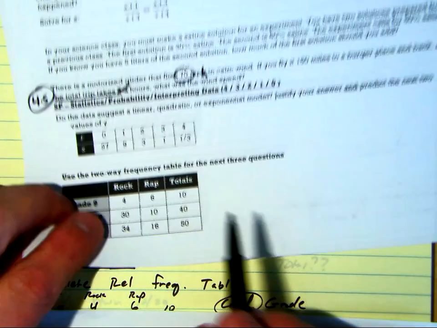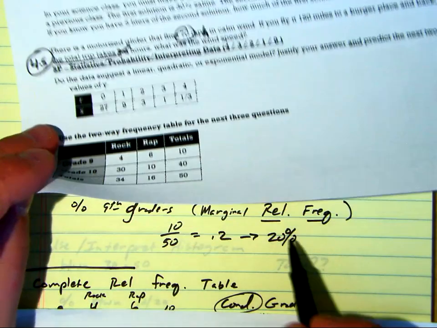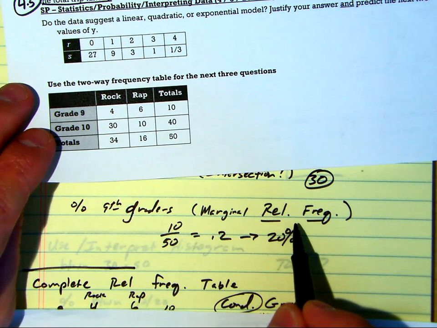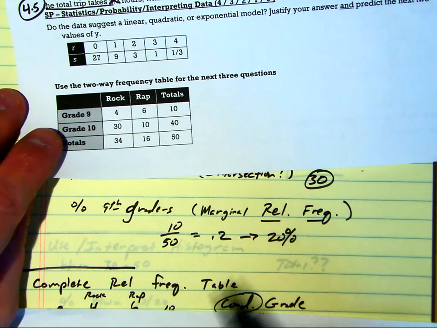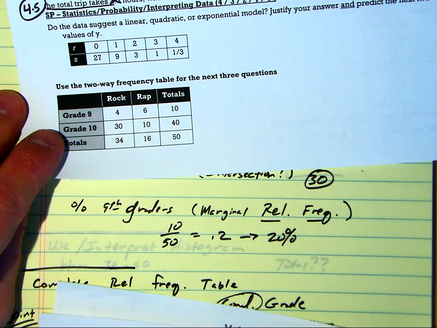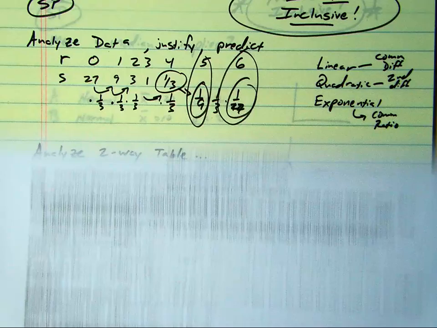Okay? You guys need to review and reread frequency. That's what we're talking about: two-way frequency tables, or relative frequency for joint or marginal. And we'll talk more about that on the next video. Any questions on this one?